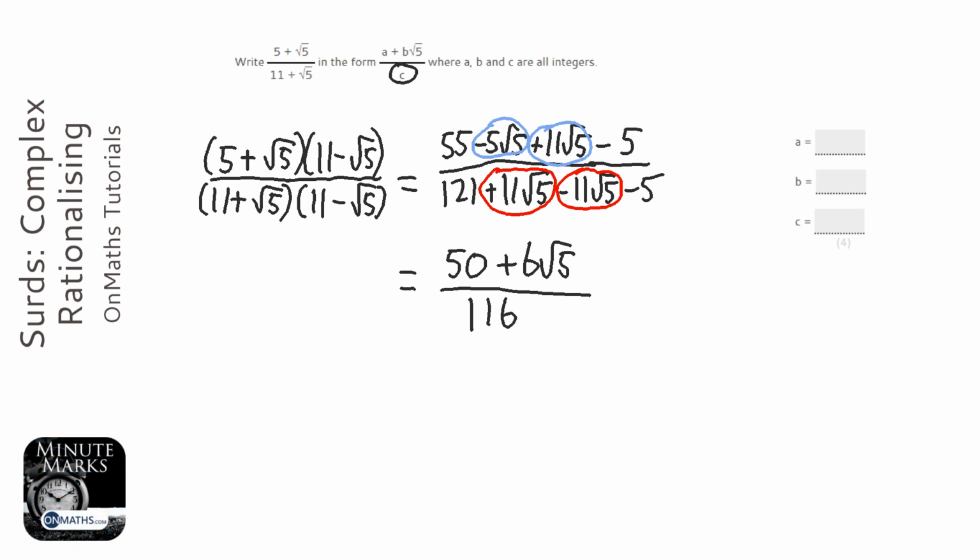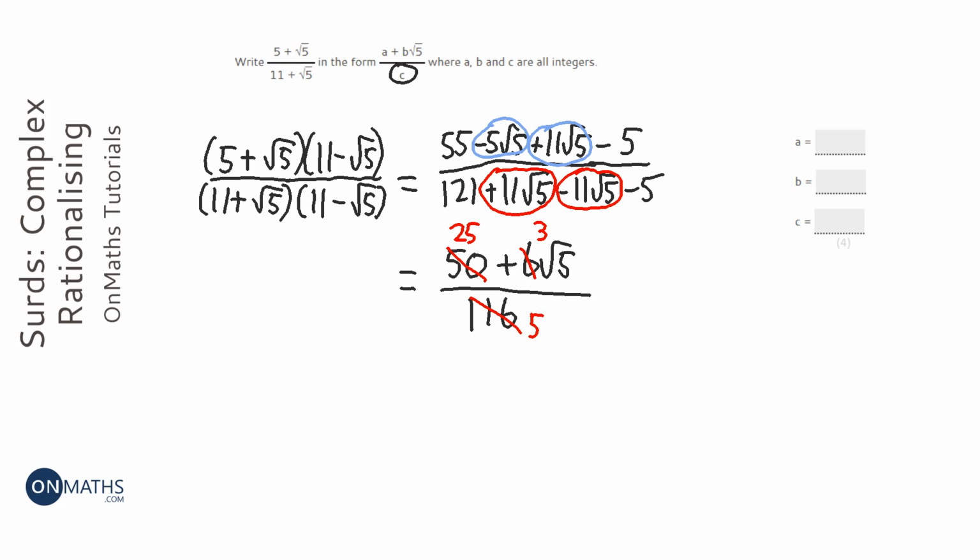Can I do anything else with this? Well, I don't think there's something that's in 56 and 116 apart from 2, so we can cancel all of that. We can halve all of those, so that becomes 25, that becomes 3, and that becomes 58. Now, the 3 doesn't go into 25, so we can't cancel it any further. So it's going to be 25 for A. B is the coefficient of the root, so it's going to be 3, and the bottom number is 58.